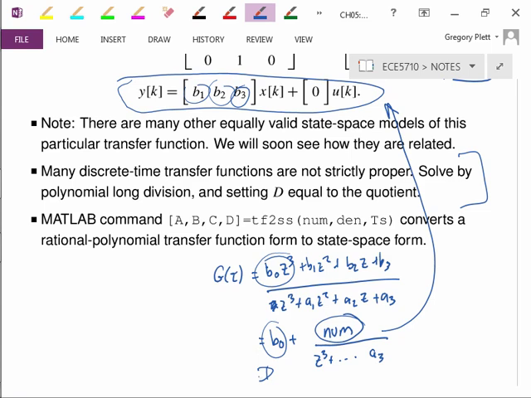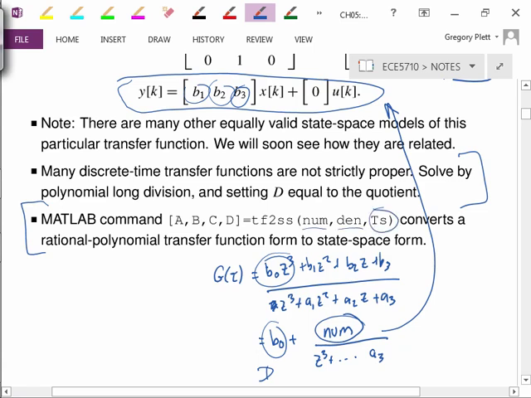And finally, there is a MATLAB command that converts a discrete time transfer function into a state space form. If I give it the numerator coefficients of the transfer function, the denominator coefficients, and a sample rate, then it will give me the ABCD matrices automatically, and that's pretty nice.